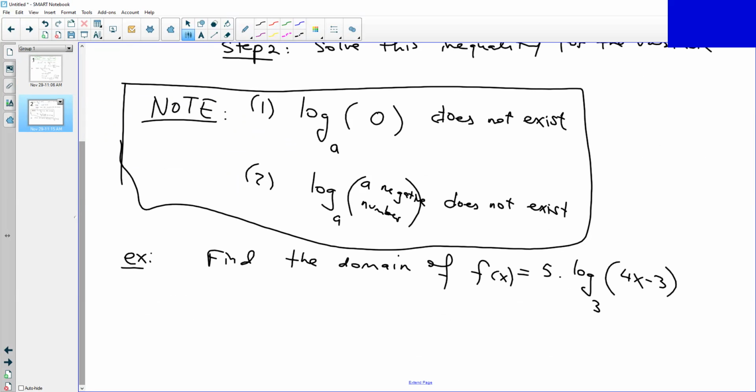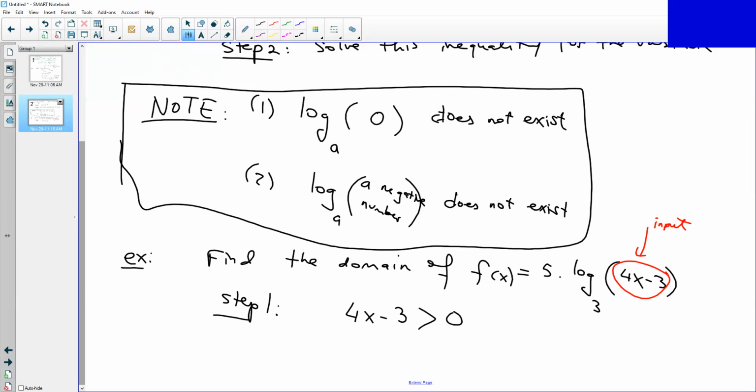Okay, so step 1. Input must be bigger than 0. And what is the input in this case? The input is what you see inside right here. This is the input. It's an expression, right? So the input must be bigger than 0, which is 4x minus 3 must be strictly bigger than 0. Okay, and then we solve this for the variable because this is an inequality now.